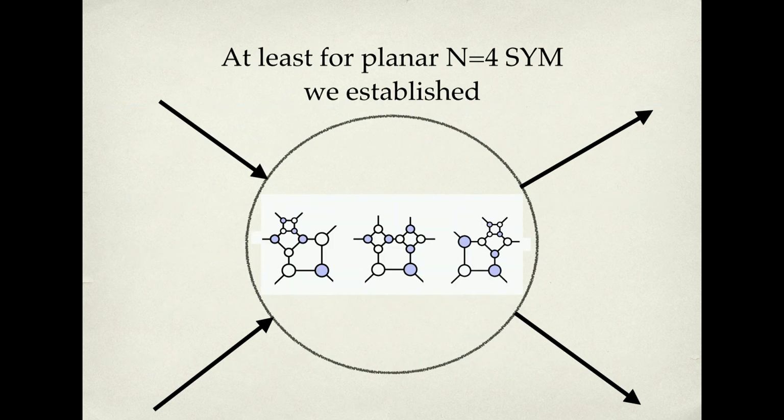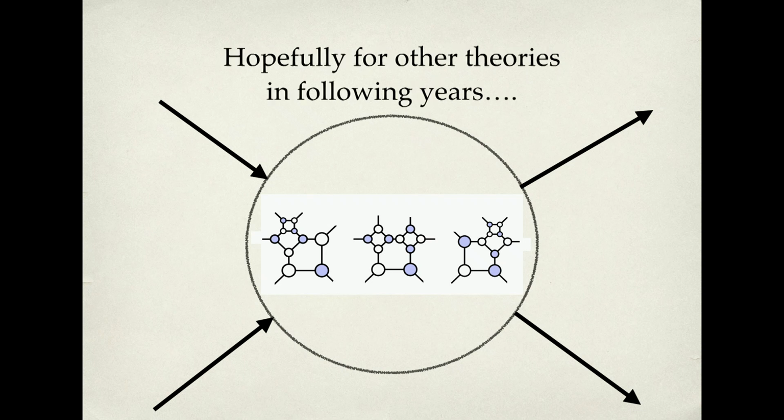OK. So now let me wrap up that part. At least for planar N equals 4 super Yang-Mills, we established that this thing in the blob is a sum of on-shell diagrams. For tree level, it's for more theories. But for full generality to all loops, this is what it is in this blob. It's not just Feynman diagrams, but it's also pictures like that. And hopefully, in following years, this will be done for other theories, and there will be some more uniform picture of how these diagrams play a role in physics in general.